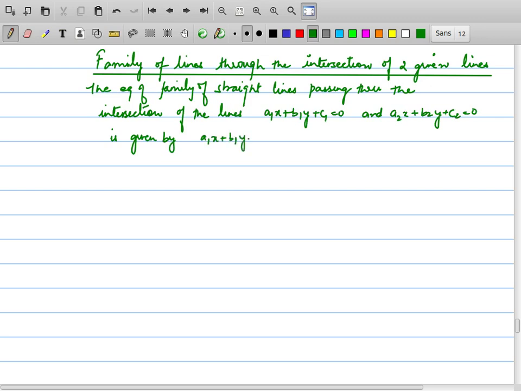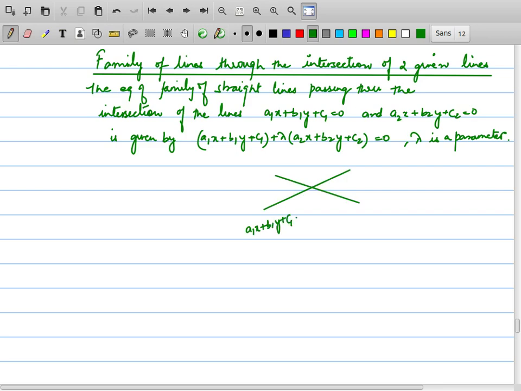a1x plus b1y plus c1 plus lambda times a2x plus b2y plus c2 equals to 0, where lambda is a parameter. Now what does this say? Suppose we have two lines and they are intersecting, and let's say this line is a1x plus b1y plus c1 equals to 0 and this is a2x plus b2y plus c2 equals to 0. Let the point of intersection be alpha comma beta. Now the statement says we need the equation of line which is passing through these two lines.